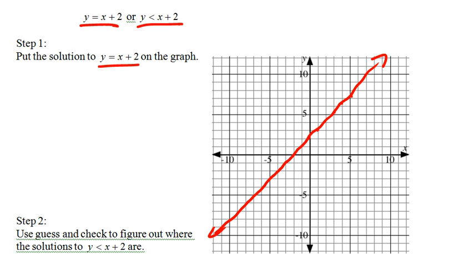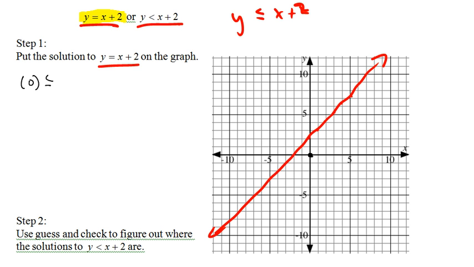So there we go. Everywhere on that line is going to make y is less than or equal to x plus 2 true, because it makes y equals x plus 2 true. All right, and now we just need to guess and check around and figure out where the other solutions are going to be. Obviously, we're not going to check anything on the line because we already know that that's part of the solution. So let's start with a nice easy point here. Let's start with the point 0, 0 and see if that makes the inequality true.